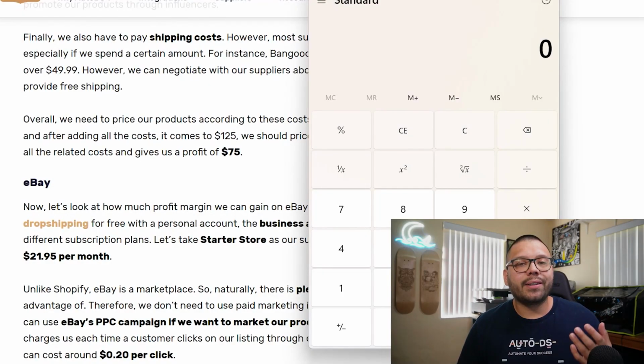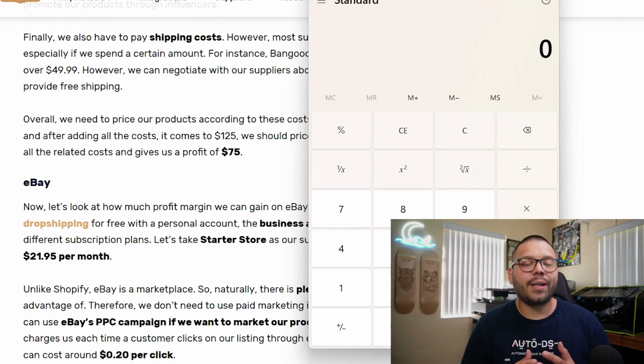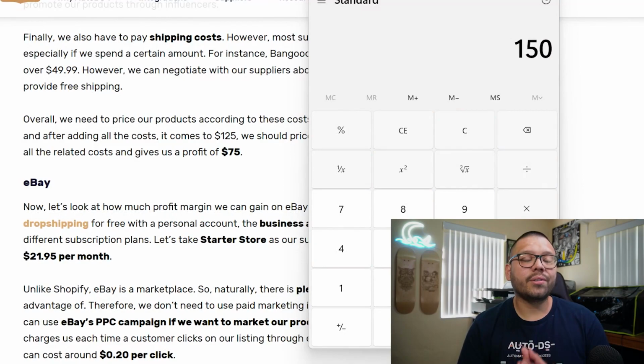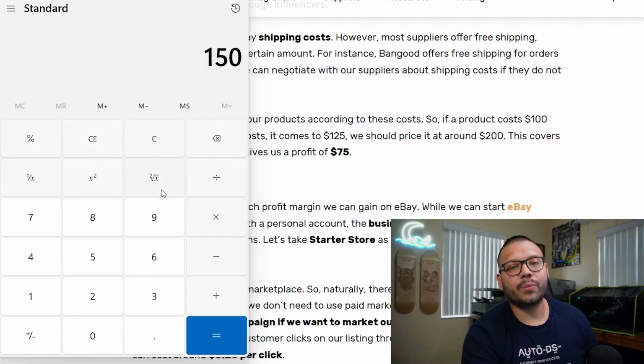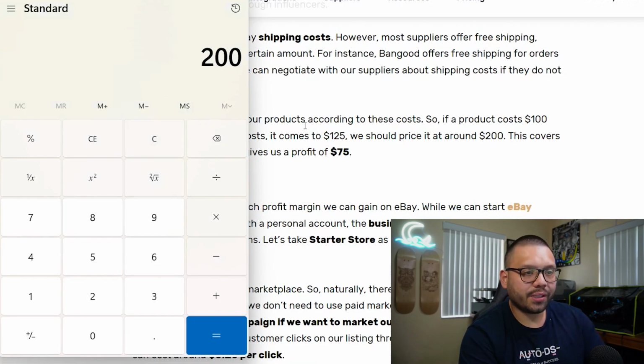So let's assume that we have a product that costs $100. After adding up all of our different fees, then it comes out to about $150. So these $150 are going to be our total expense. Now, how much are we going to sell it for? Let's say that we sell it for a 25% markup and we sell it for $200. Now, let's assume that we're going to end up selling this for about 200 bucks. So we're just going to do 200 minus 150 and our profit is going to be $50.